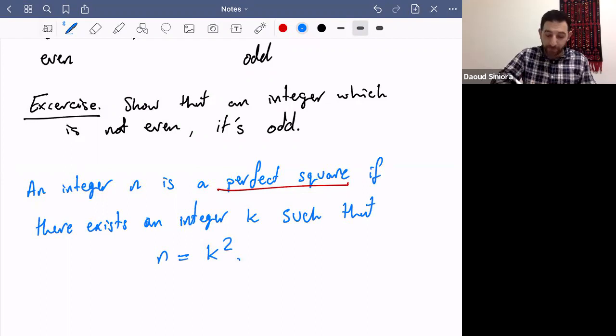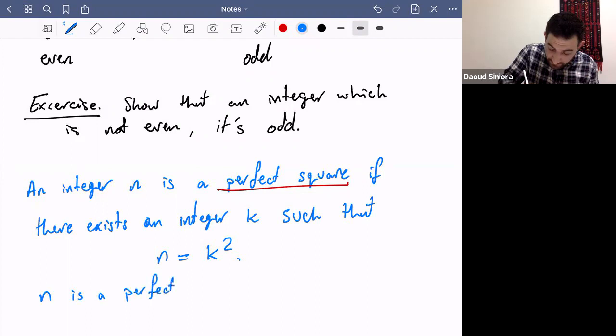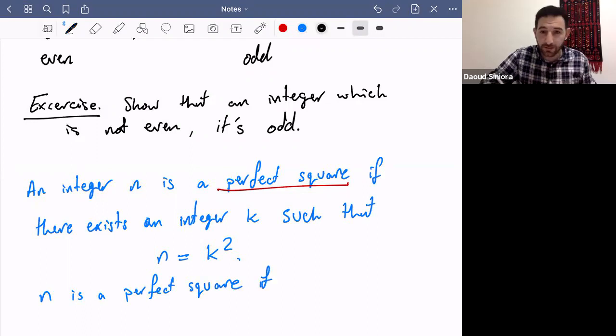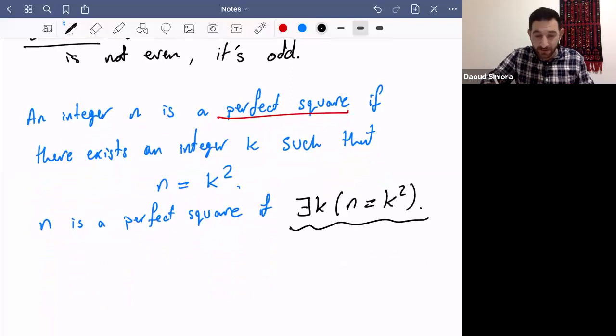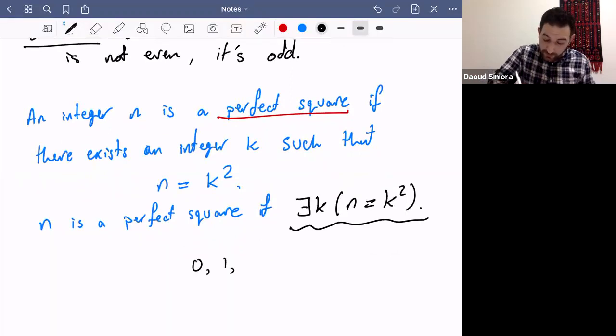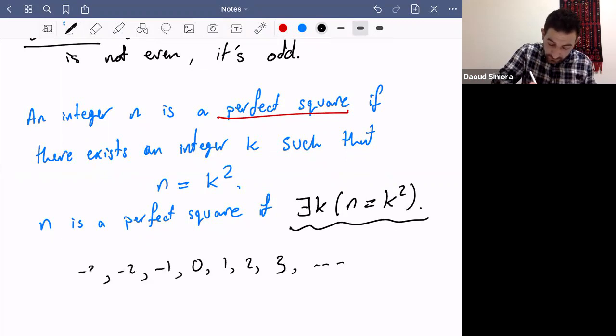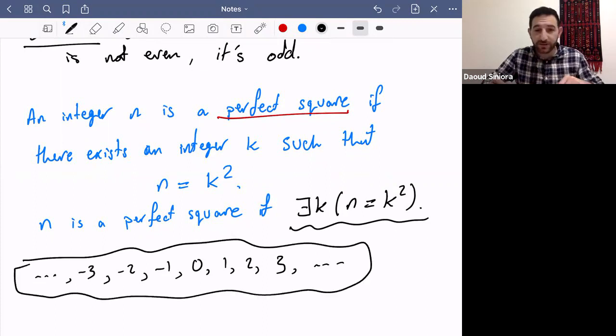So in predicate logic, n is a perfect square if the following statement is true: there exists a k such that n is equal to the square of k. Remember, what does this mean? It means when you go to the world of the integers, you can find k such that the square of k is n.